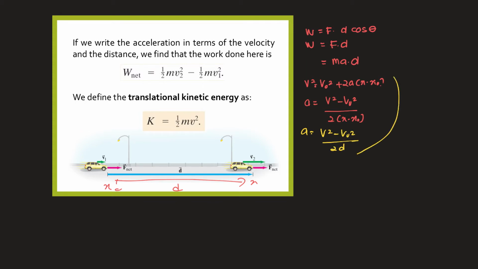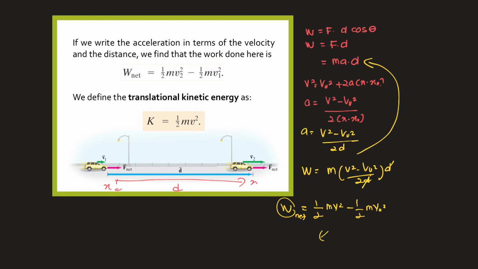Then you put the a into this equation, and you get work done equals m times (v squared minus v naught squared) over 2d, times d. The d cancels out. Then you rearrange everything and you get the formula: half m v squared final minus half m v squared initial. This work done we call the net work done, and this is what we call the work energy theorem.